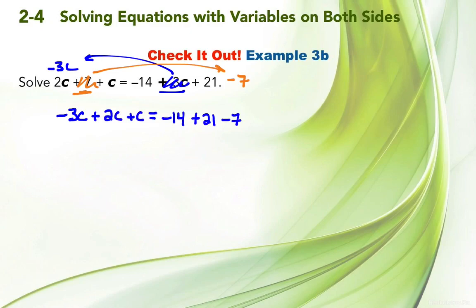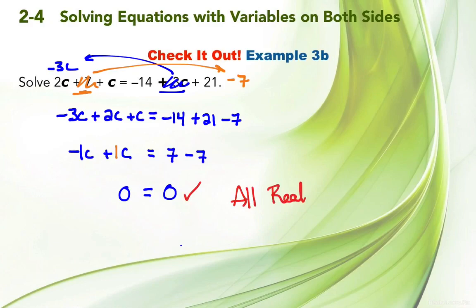Okay, so let's do one side at a time here. Let's do negative 3c plus 2c. That's going to be negative 1c plus c. And then negative 1 plus this hidden 1 here is going to give us 0 again. Over here we got negative 14 plus 21. That's going to be a positive 7 minus 7. And then we have 7 minus 7, which is 0. So this one's good. This one's the same on both sides. They do equal, so our answer here is all reals.